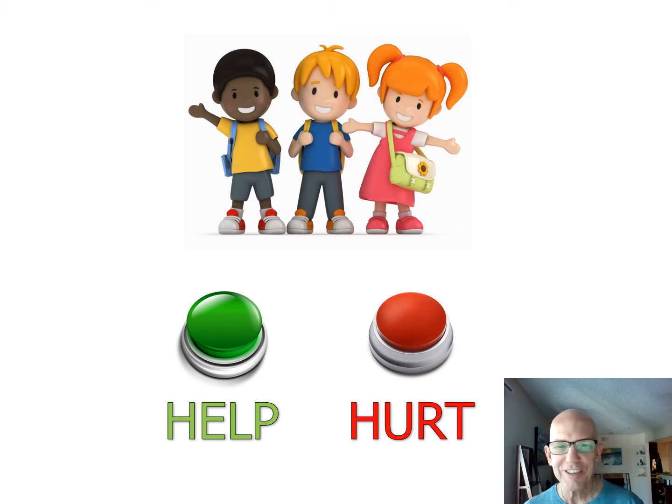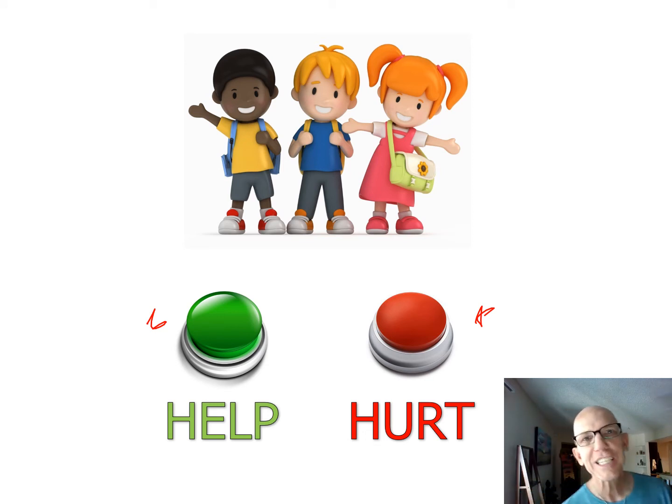If you punch this green one over here, then you would give them a treat. But if you punch this red one, they might get a shock or get in trouble. So you can punch one. Nobody's looking. I won't look either. And then they see what kids do.